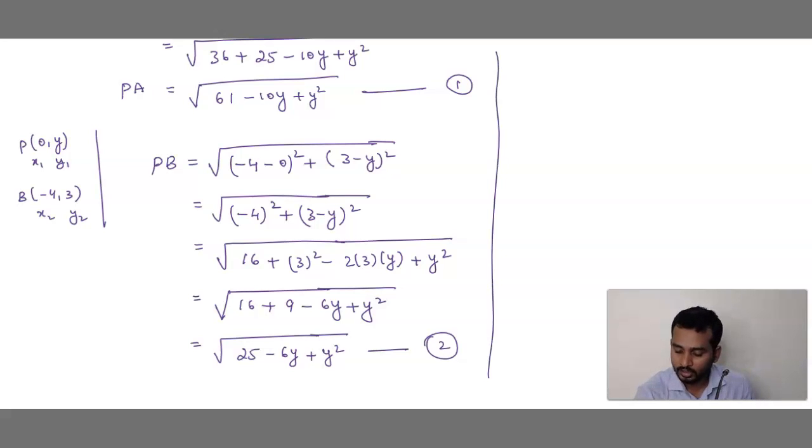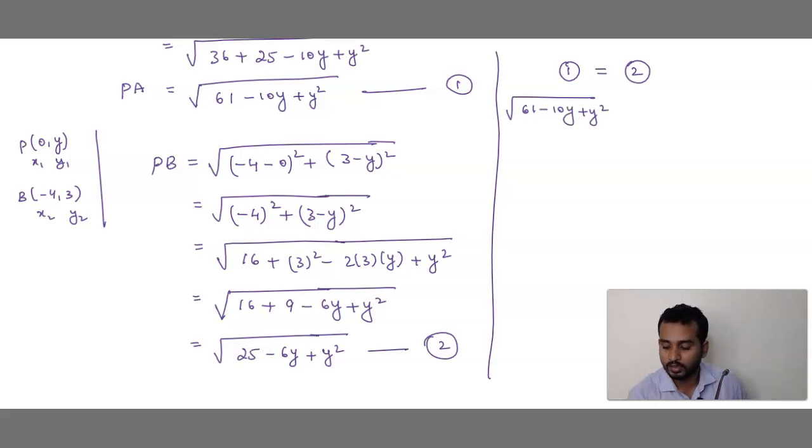I'll solve here itself. You can solve the next step. What is the condition? Do we all know it? PA is equal to PB, right? So we can say that equation 1 is equal to equation 2, correct? What is equation 1? Root of 61 minus 10y plus y square. Equation 1 is equal to equation 2, root of 25 minus 6y plus y square. Is it correct? No, it is wrong.